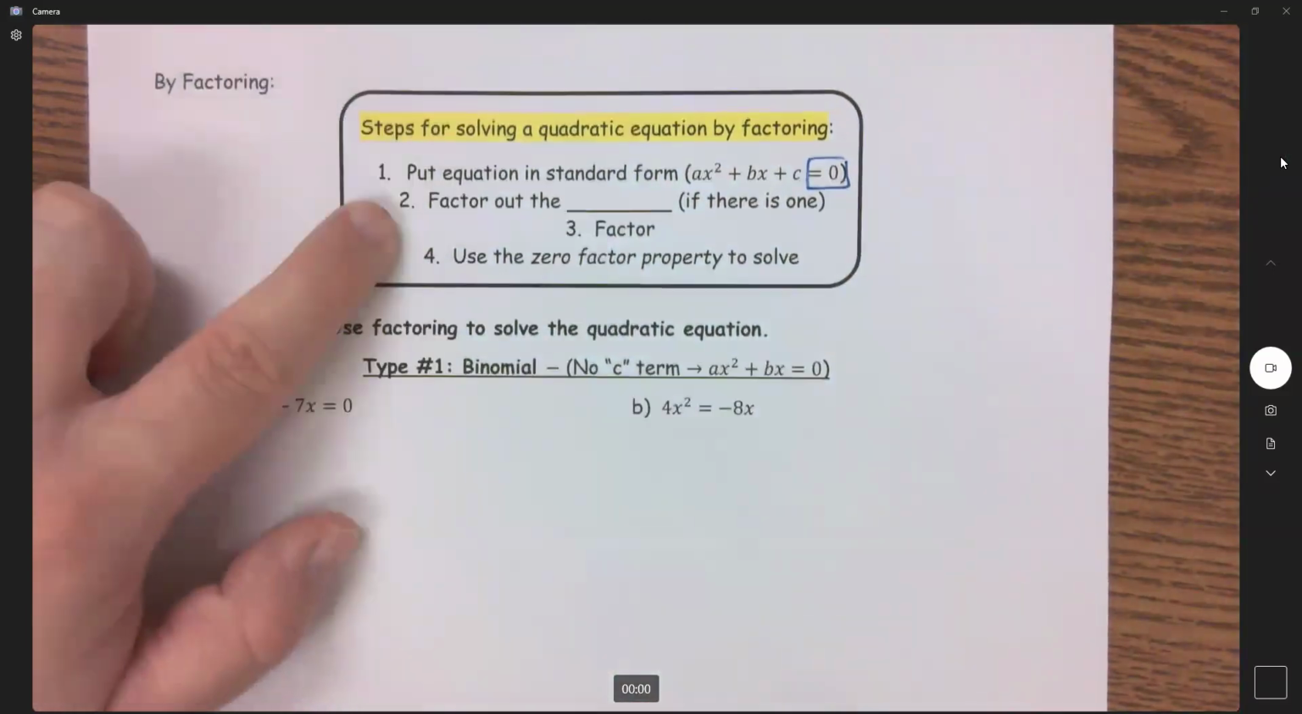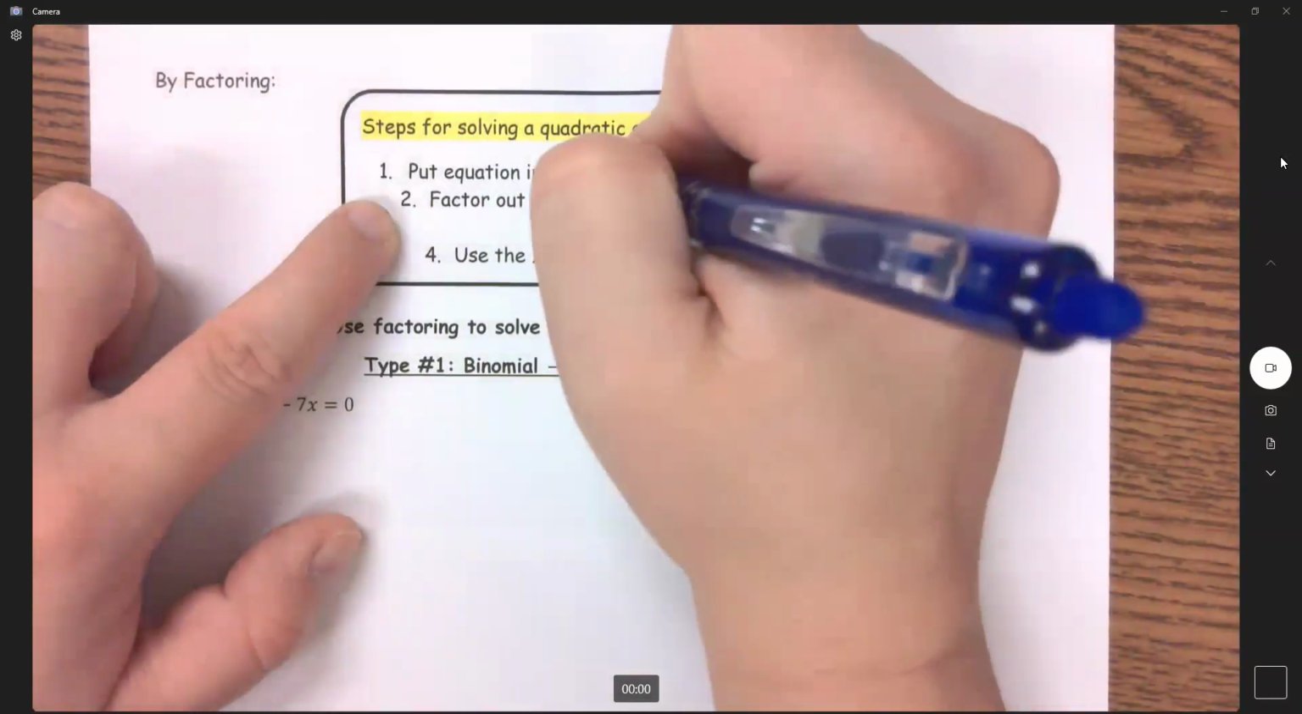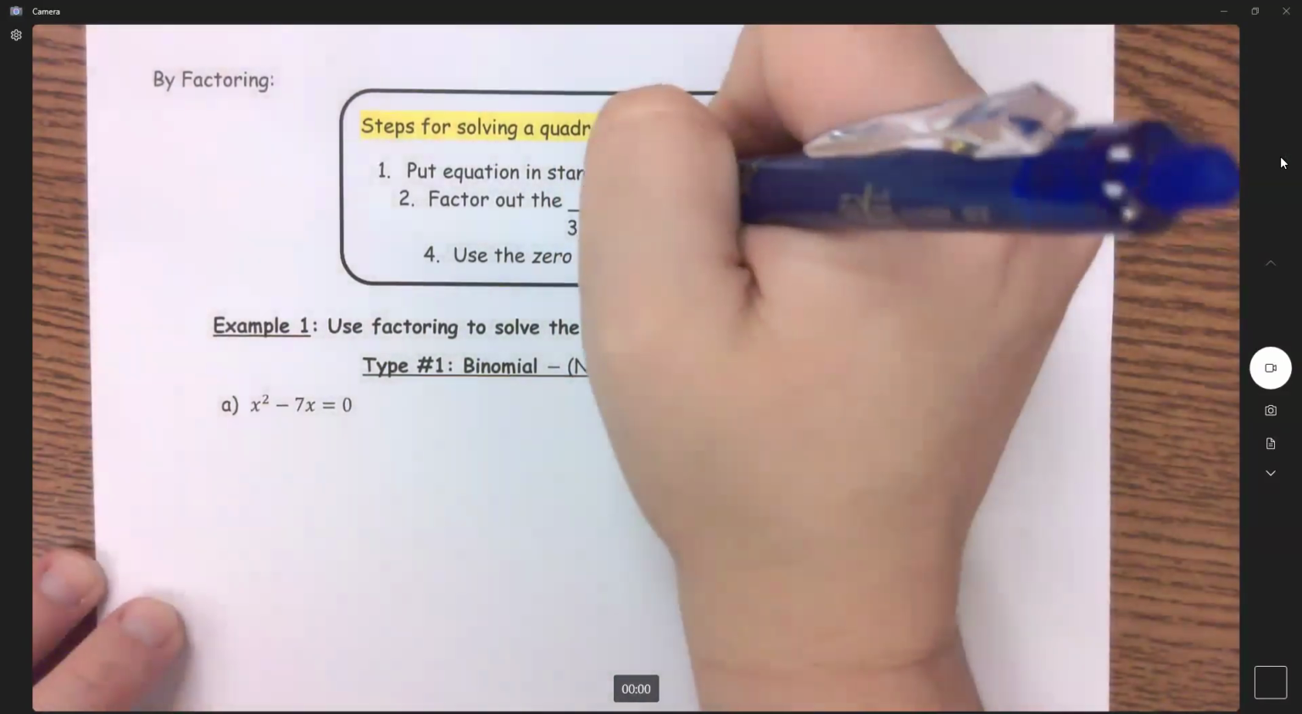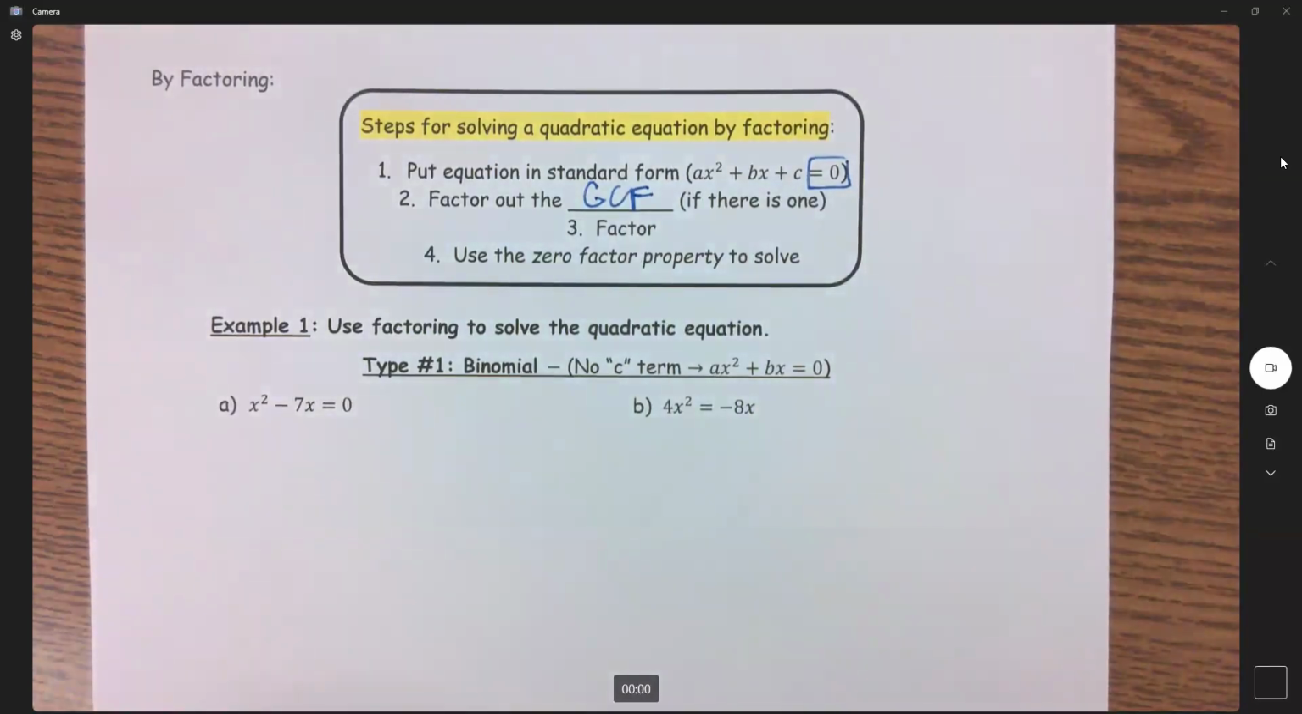The second thing we need to do is factor out the GCF if there is one. So that's what we're writing in here, GCF. And I wanted us to write that in because that is the most commonly missed step. It's not always necessary, but it does always help. So please remember, after standard form, we're going to GCF. Then step 3 is to factor. And then step 4 is to use the zero factor property to solve.